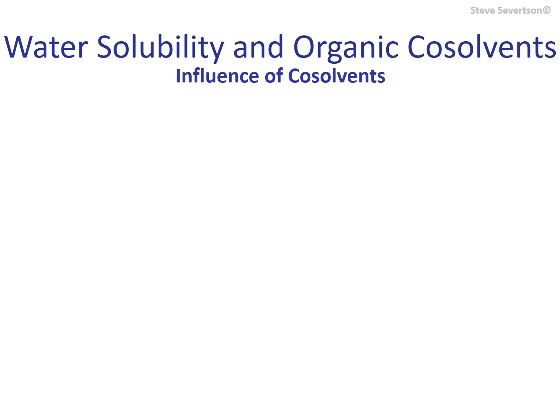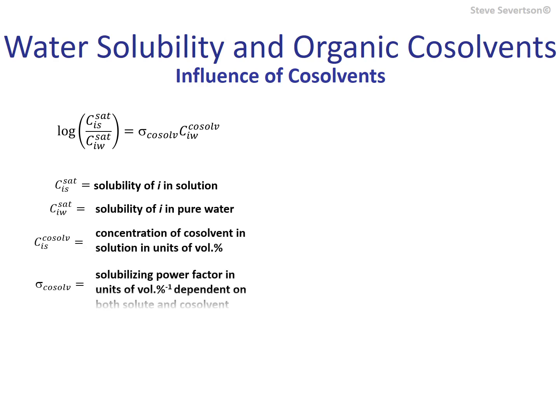The presence of a co-solvent tends to enhance the water solubility of organic solutes. The empirical equation shown relates the logarithm of the ratio between the solubility of an organic solute in water containing a co-solvent and that in pure water to the concentration of the co-solvent in terms of volume percent. The proportionality constant, sometimes called the solubilizing power factor, is dependent on both the solute and co-solvent, and its values are less than 1 in units of inverse volume percent.